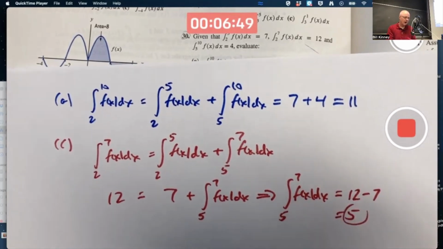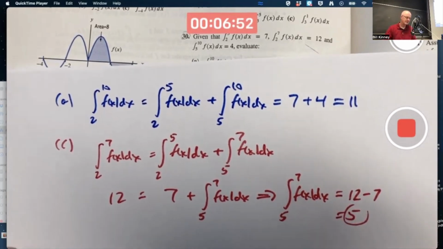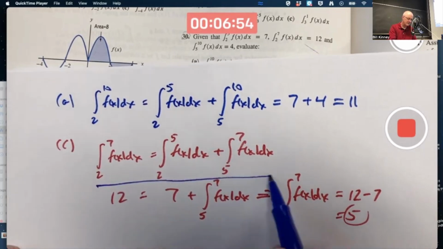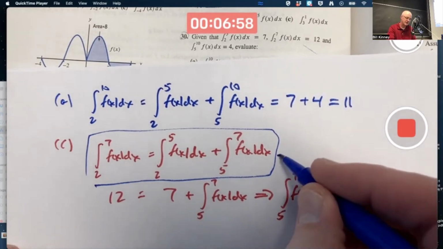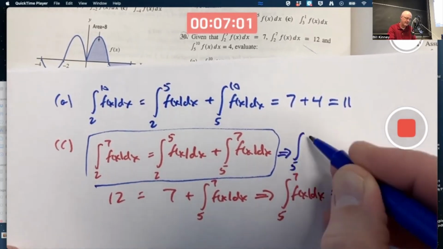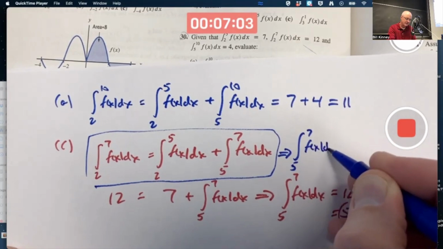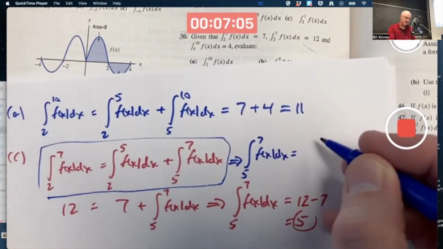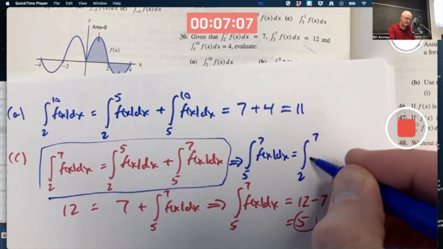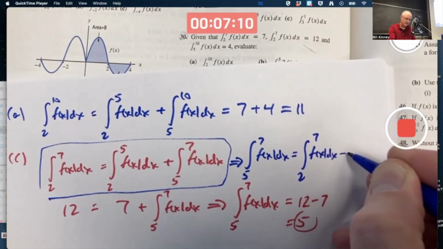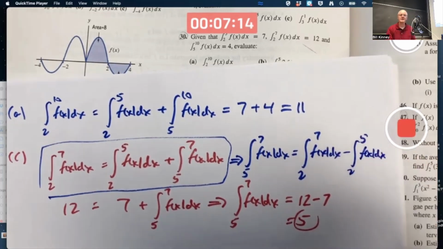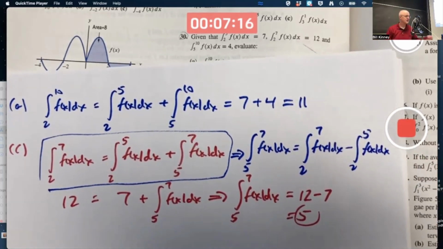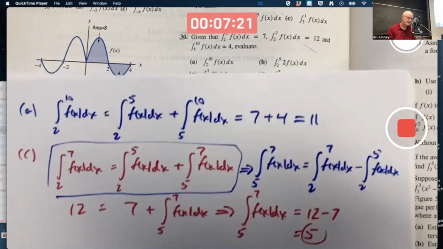Okay. You also could, right at the start, solve this equation for the unknown integral. You could subtract the integral from 2 to 5 from both sides. You could write that integral from 5 to 7 as the difference of two integrals. The integral from 2 to 7 minus the integral from 2 to 5. And then plug in the numbers. Either way you do it is okay. And on a test, you should be flexible and be able to do it either way. You should be able to solve a problem like this.